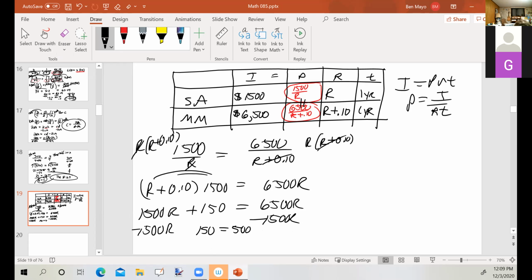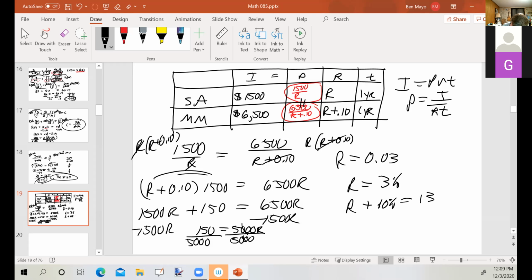150 equals 5,000 R. We're going to divide both sides by 5,000. So R equals 150 divided by 5,000, and I get that R would be 3% and R plus 10% would be 13%, converting them back into percents. The question said, find the rate of interest paid in each investment. The savings account, 3%, the mini mall, 13%. All right with that?